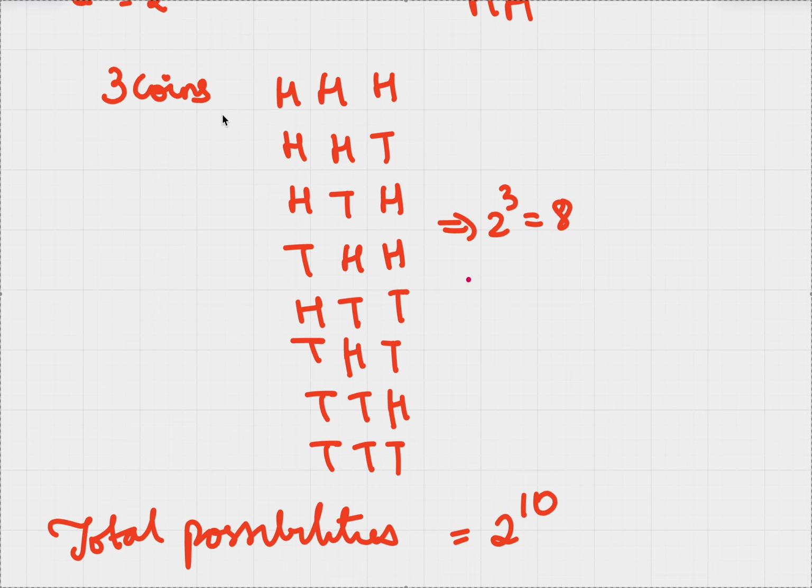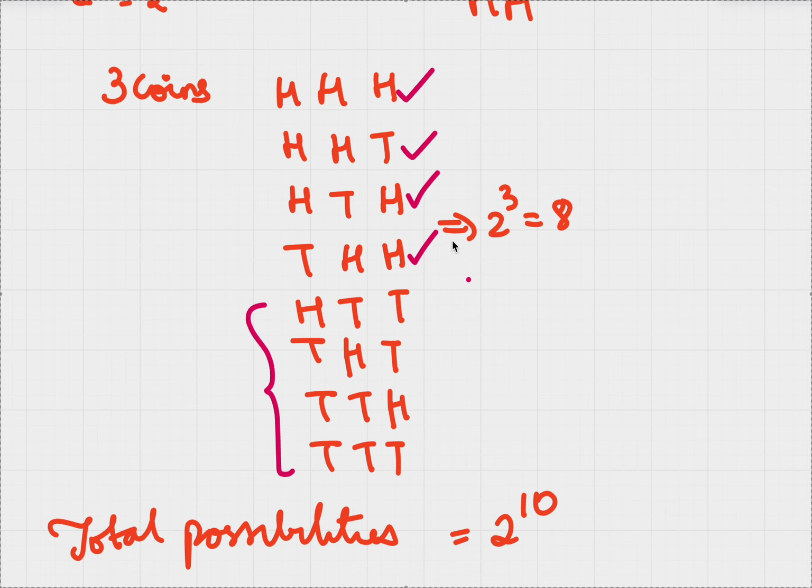Now first, in order to understand it better, let us see for 3 coins. Here we have at least 2 heads, here we have at least 2 heads, here we have at least 2 heads, here we have at least 2 heads, whereas here we don't have at least 2 heads. Here it's just one head, one head, one head and no head. So by complementary I will find this out.